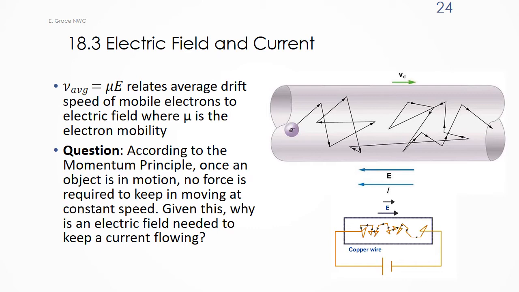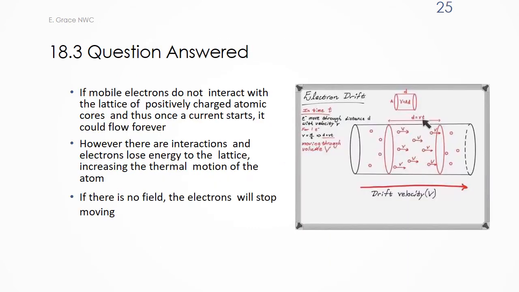And so according to the momentum principle, once an object is in motion, no force is required to keep it moving at constant speed. So why do we need an electric field to keep a current flowing? So we've set the electrons in motion, but they don't stay there. And you already know the answer.